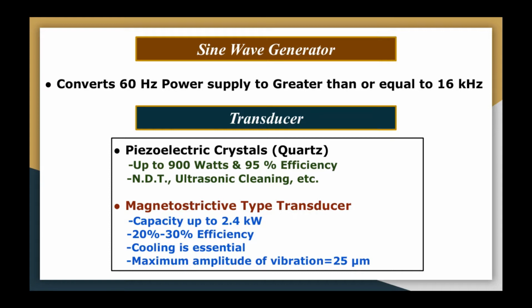Normally the sine wave generator converts the 60 hertz power supply, which we normally have in our labs as well as homes, into a frequency of more than or equal to 16 kilohertz. This transducer uses piezoelectric crystals which can have power up to 900 watts, and the efficiency in this particular case is very high, up to 95%.